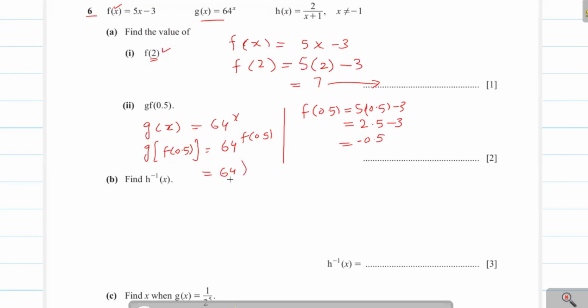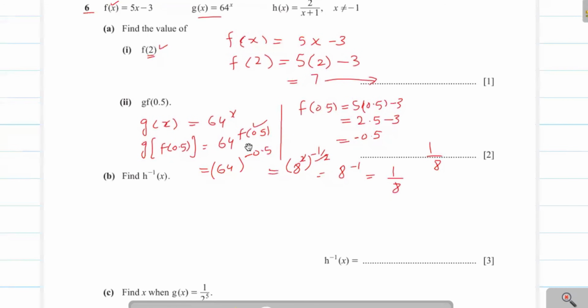Now we put the value here, in place of f of 0.5 we write minus 0.5, and we can write this as 8 square power minus 0.5, which is minus 1 over 2. 2 will be cancelled. Now 8 power minus 1 is equal to 1 over 8, and this is the answer. Part B, find h inverse of x.